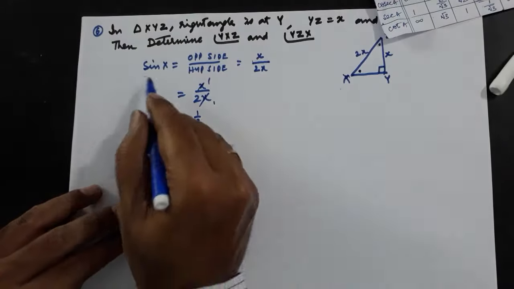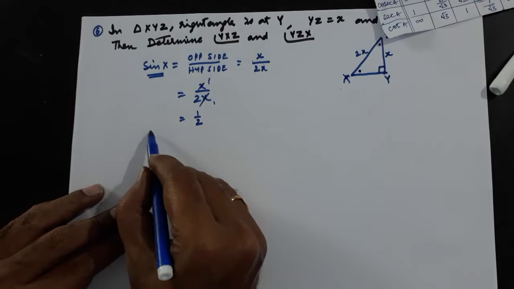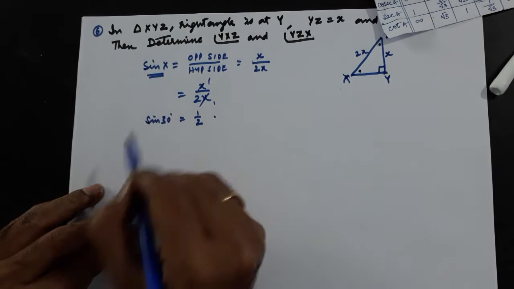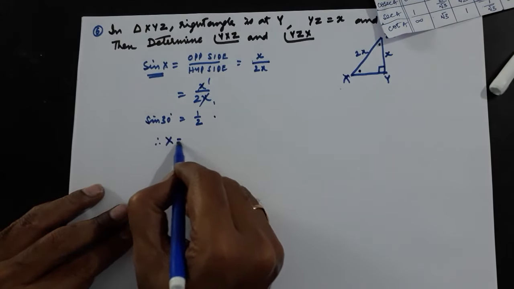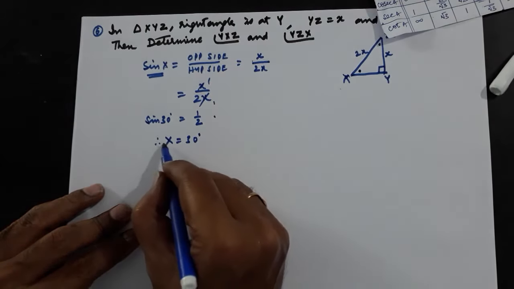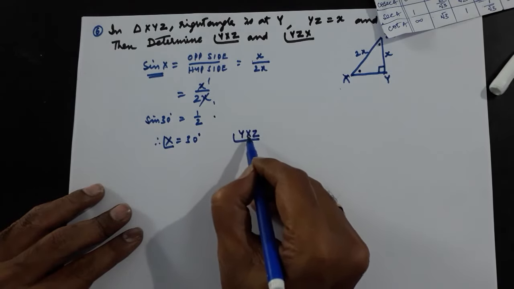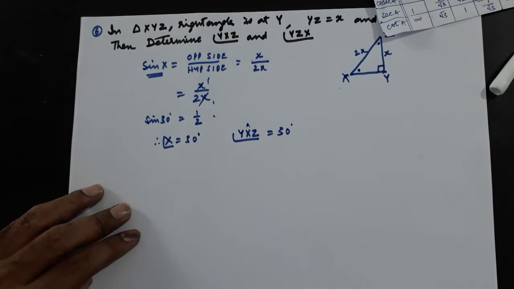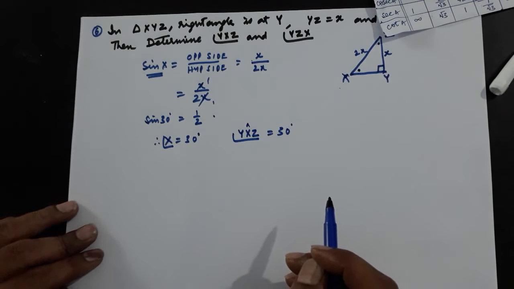That means this is nothing but sin 30 degrees. Therefore, what is x? x is 30 degrees. x means the same thing; we can say angle x, or we can say angle YXZ. This one is 30 degrees. We got angle x. Now to get angle z, how do we do it?